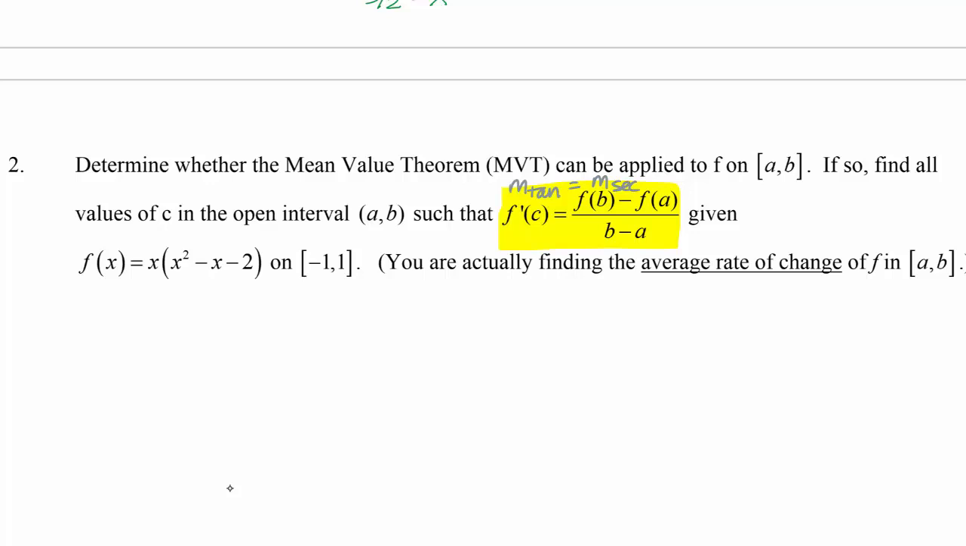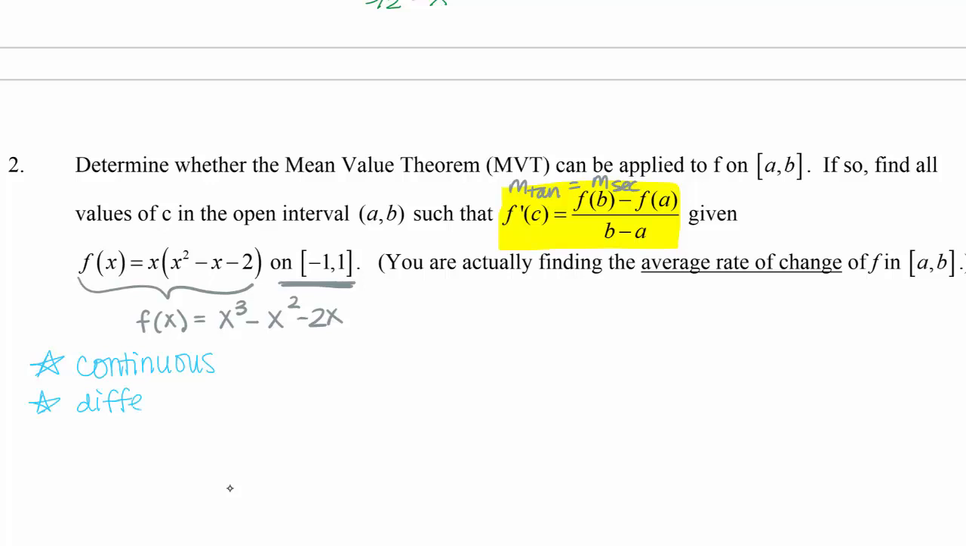Okay, given this function, the first thing I'm going to do is rewrite it. I don't think you should have to use the product rule here, so it's x cubed minus x squared minus 2x, and here's my given interval, -1 to 1. So again, I want to check two key things. Am I continuous? And am I differentiable? Again, only in the interval that I was given.